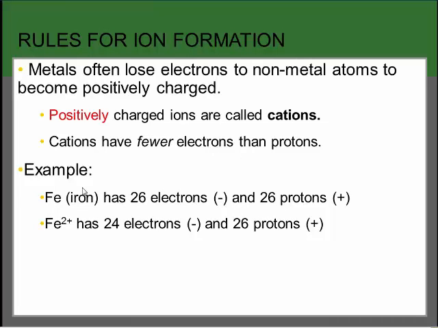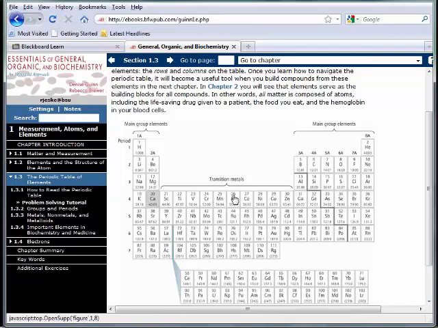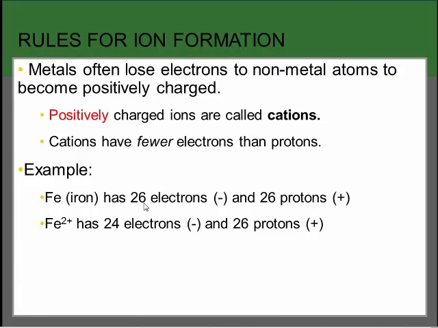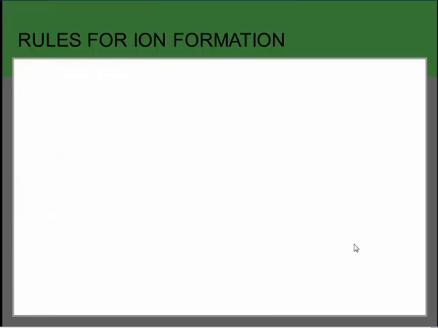So for example, neutral iron has 26 protons and electrons according to its atomic number. If that iron loses 2 electrons to a non-metal atom, it then will have 24 electrons to balance with 26 protons. And so the overall charge here, we have 2 additional protons compared to the electrons. So the iron has a 2+ charge.